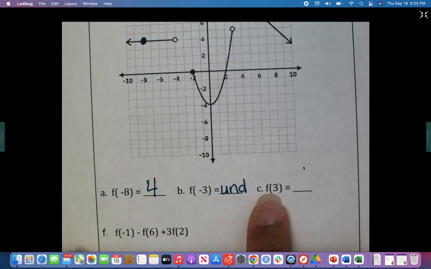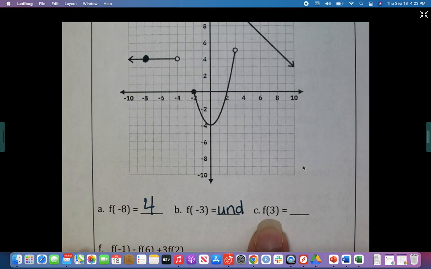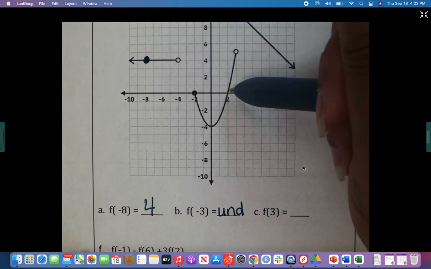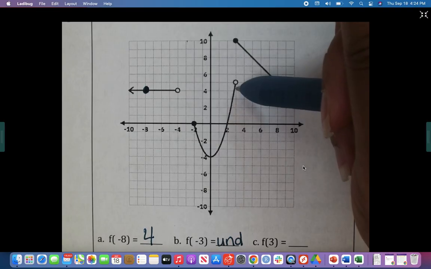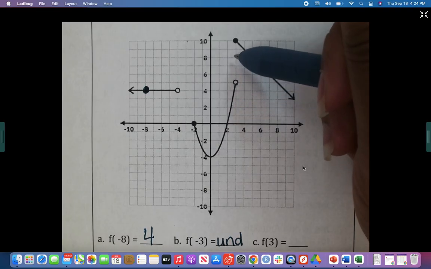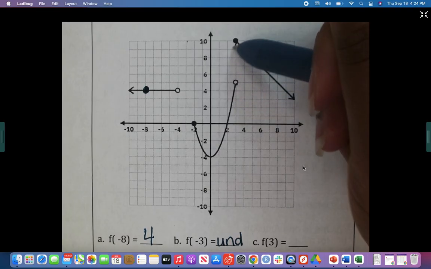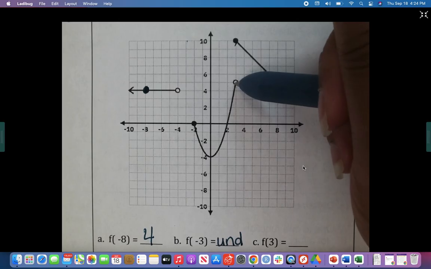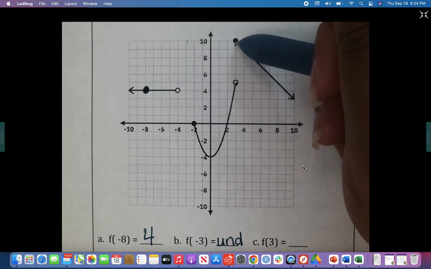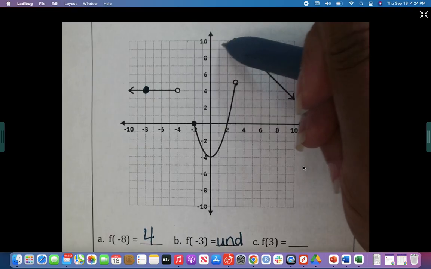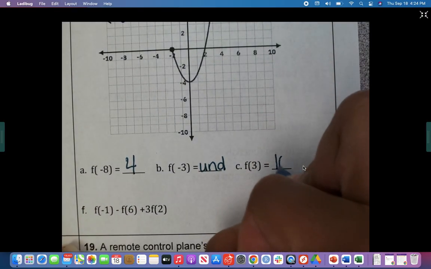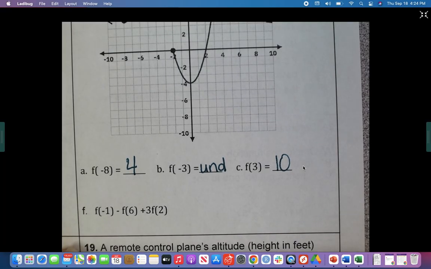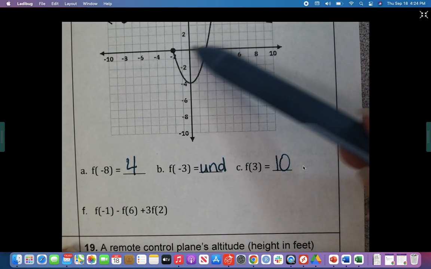All right, this one, F of 3. So X is 3. So 2, 3. So that's here. I've got an open dot and a solid dot. Remember, open dot means that the value is not included there. So technically there is no value here. Solid dot is what you go with. So the solid dot is on 10. So the answer is going to be 10. All right, so those are the singular ones where you're just reading the graph.